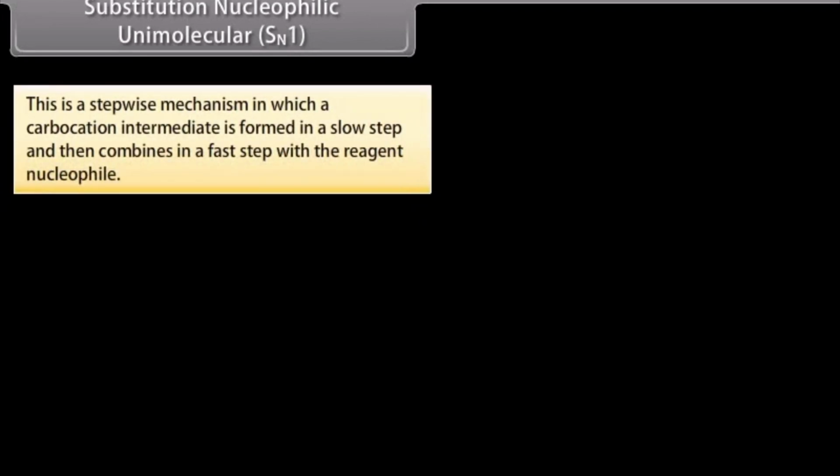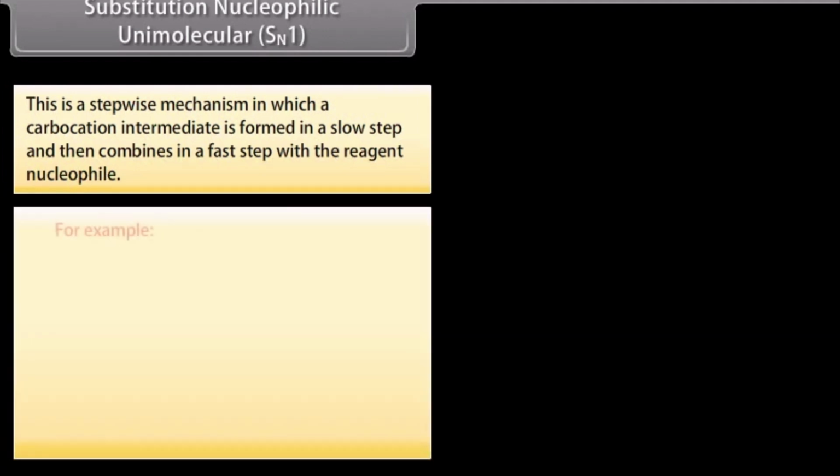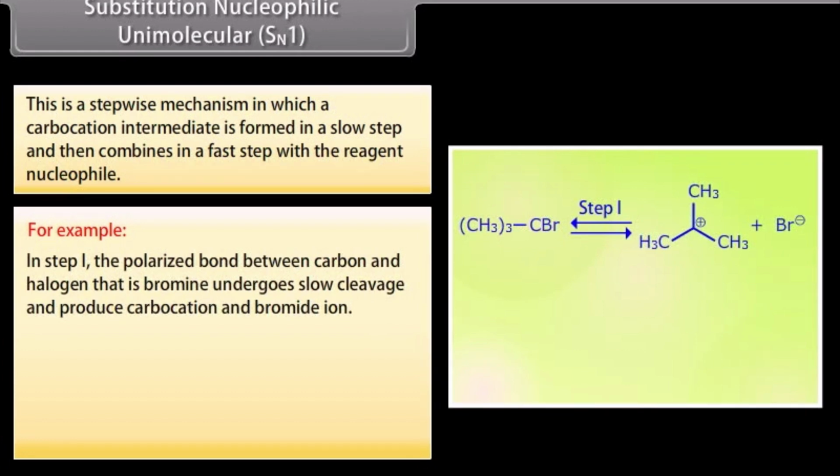Substitution nucleophilic unimolecular, SN1. This is a stepwise mechanism in which a carbocation intermediate is formed in a slow step and then combines in a fast step with the reagent nucleophile. For example, in the first step, the polarized bond between carbon and halogen, that is bromine, undergoes slow cleavage and produces carbocation and bromide ion.